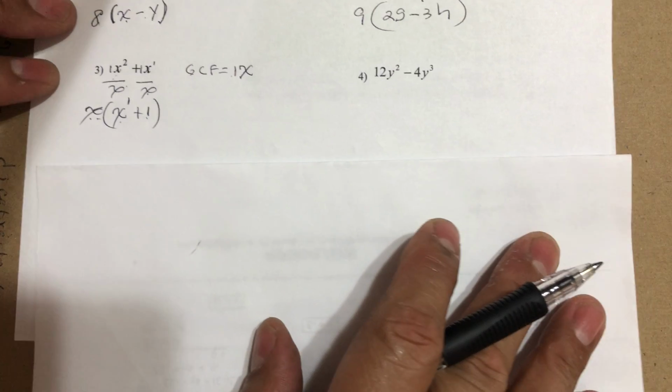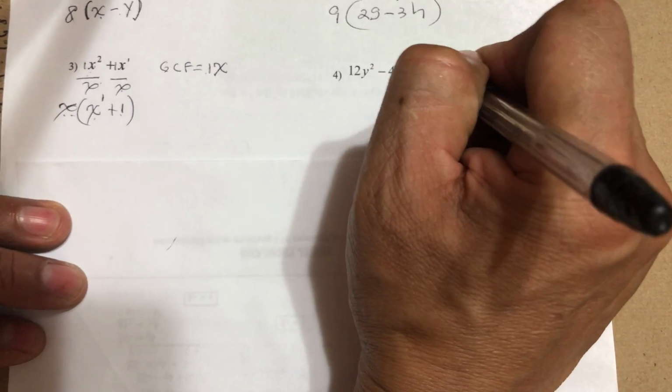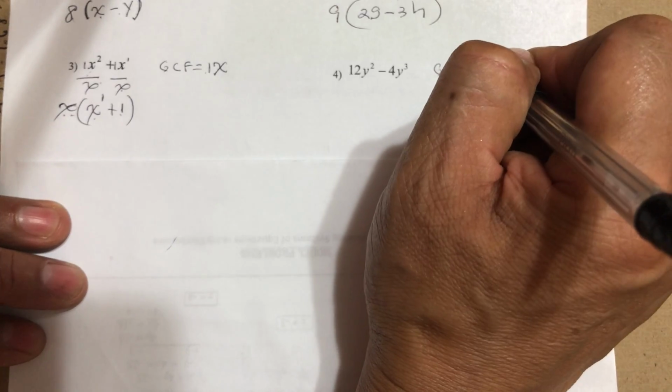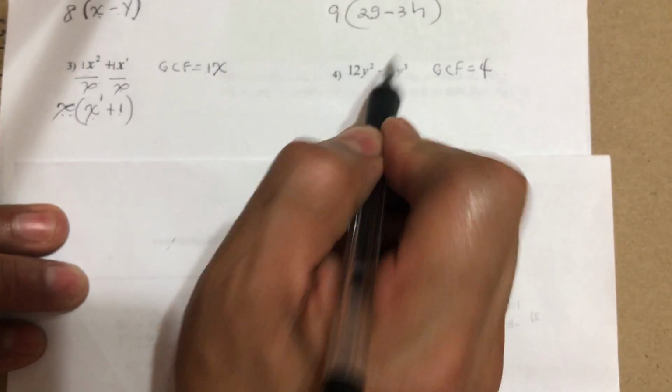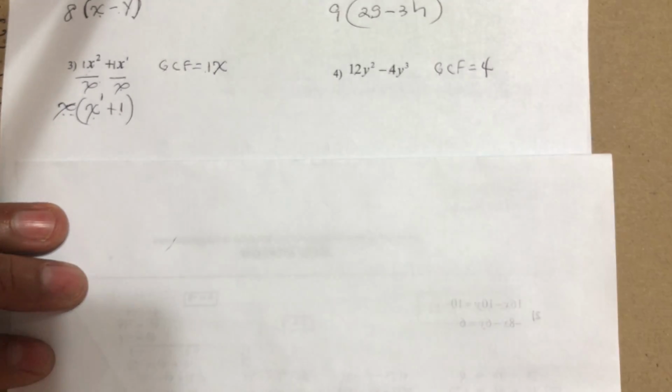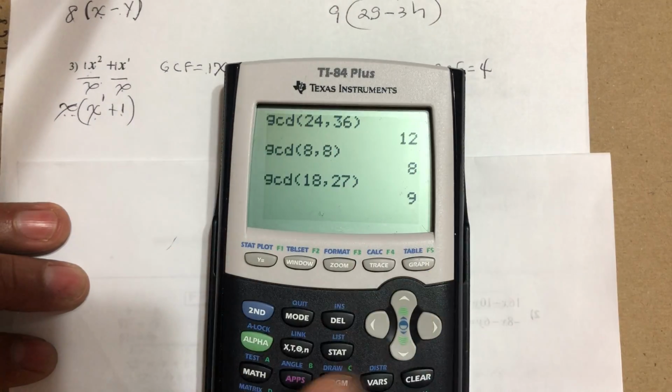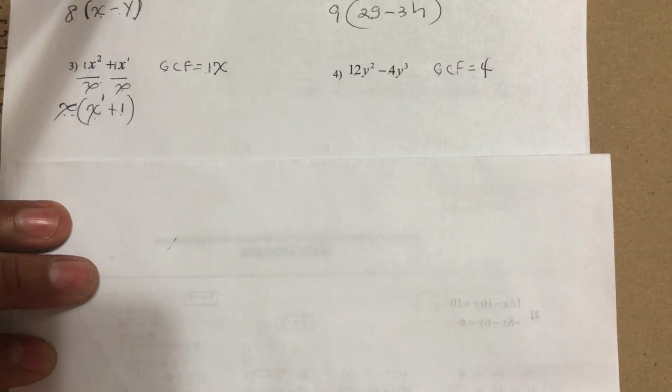Let's continue with number 4. Guys, I'm not going to waste any time. You know how to find the GCF. The GCF is going to be 4 because 12 can be divided by 4. So I don't even have to do it in the calculator, but if you're not sure, do it in your calculator. All right? So it's 4.